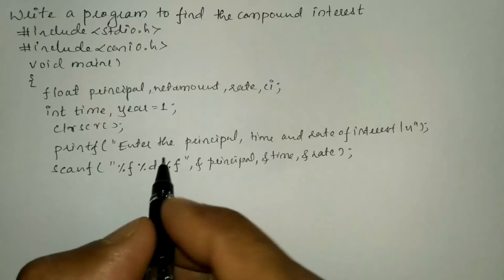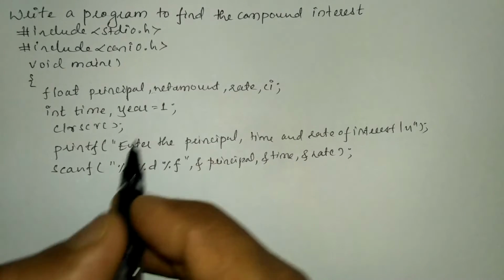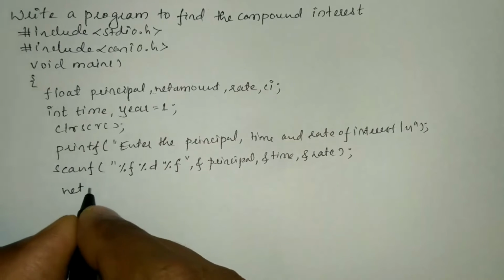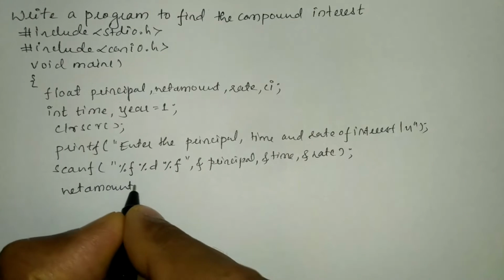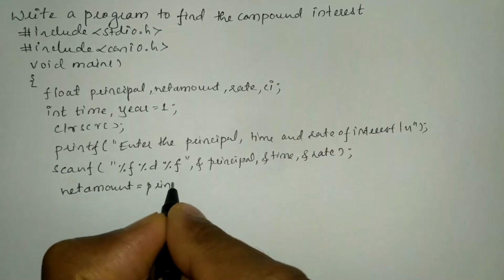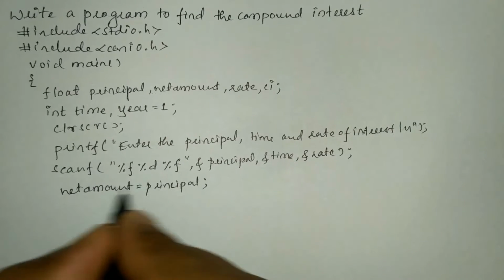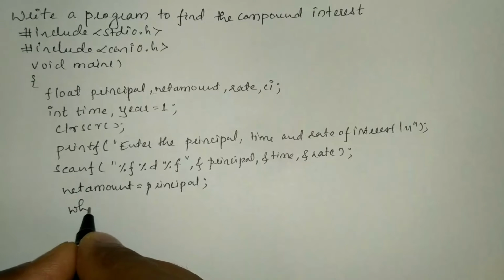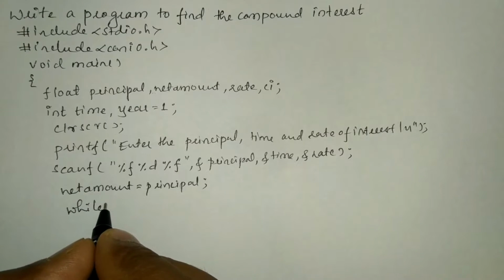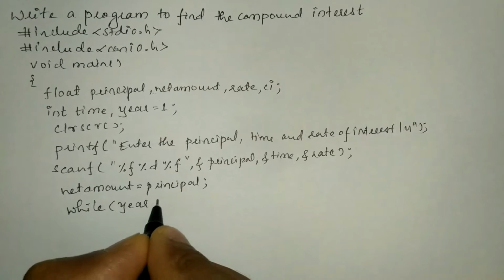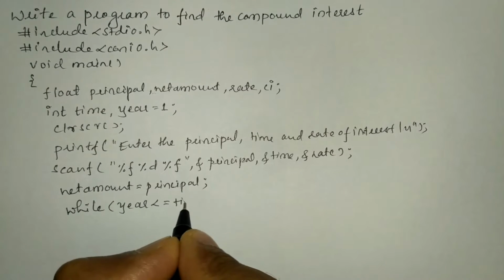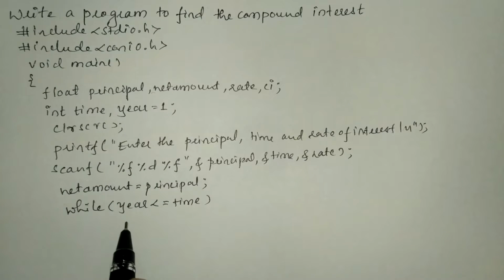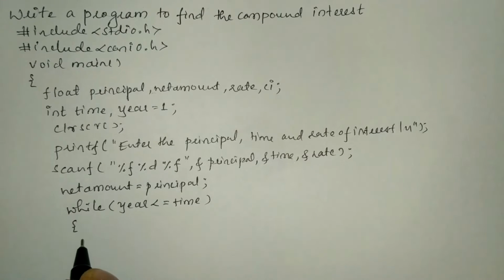Now I'm going to initialize this principal amount to net amount. Here I'm going to write net amount is equal to principal. So principal amount is equated to the variable called net amount. Next we are going to use the while looping construct. Here I'm going to write the condition year is less than or equal to time. Now we are going to write curly open brace, that indicates this is the beginning of the body of the while looping construct.